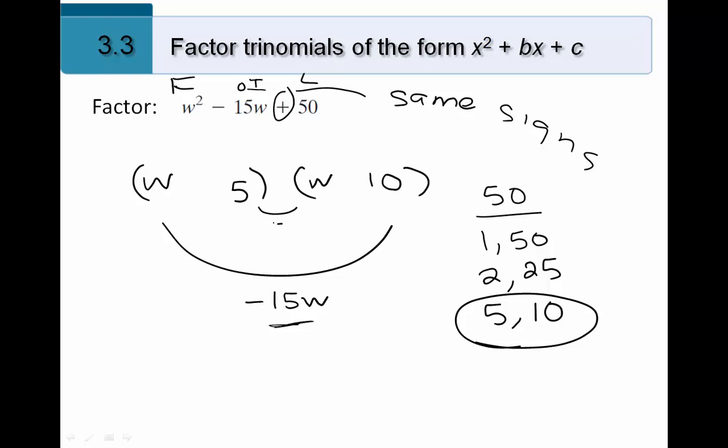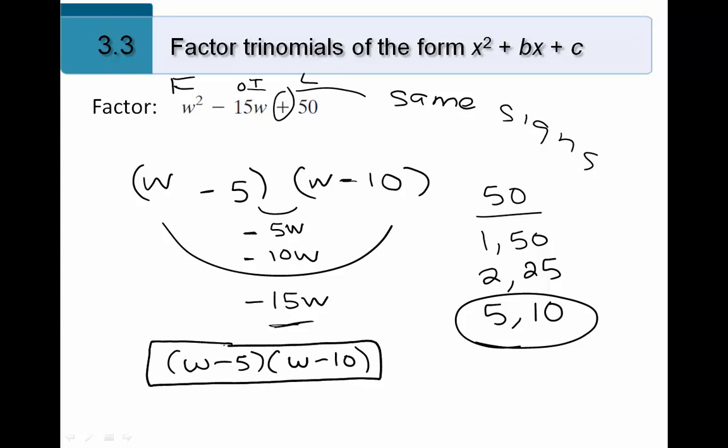5 times w is 5w. 10 times w is 10w. In order for them to add up to negative 15, these would both have to be negative. So w minus 5 multiplied by w minus 10. Or you could have w minus 10 multiplied by w minus 5. I hope you're catching on.